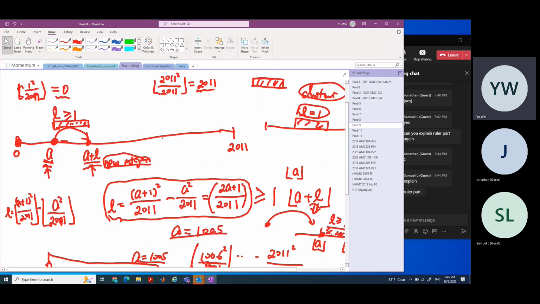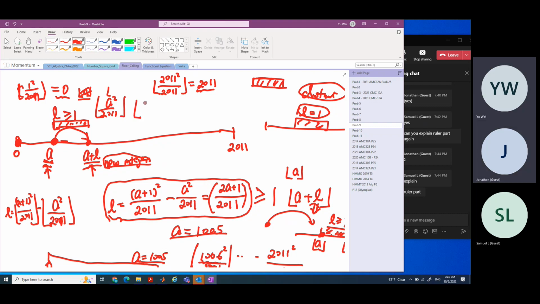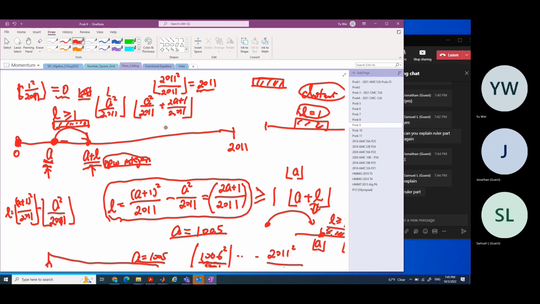So what I mean is, you can think if you have a first number a, then the next number is the next number between the first number here. Let's see, you have a squared over 2011. This is the first number, right? And the next number is what? It is a squared over 2011 plus (2a plus 1) over 2011. Do you agree with me? Is that right, Sam?